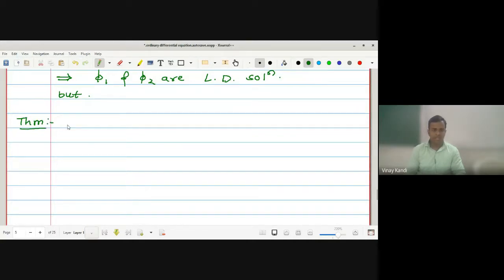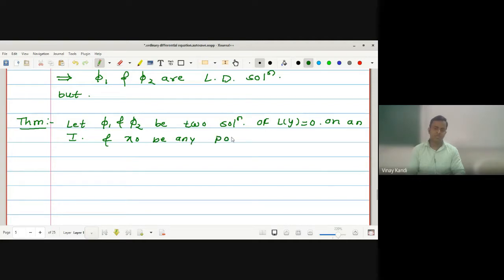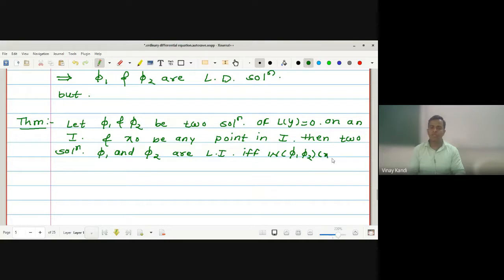Now the next theorem is: let phi1 and phi2 be two solutions of L of y is equal to 0 on an interval I, and x naught be any point in I. Then the two solutions phi1 and phi2 are linearly independent if and only if the Wronskian of phi1 and phi2 at the point x naught is not equal to 0.